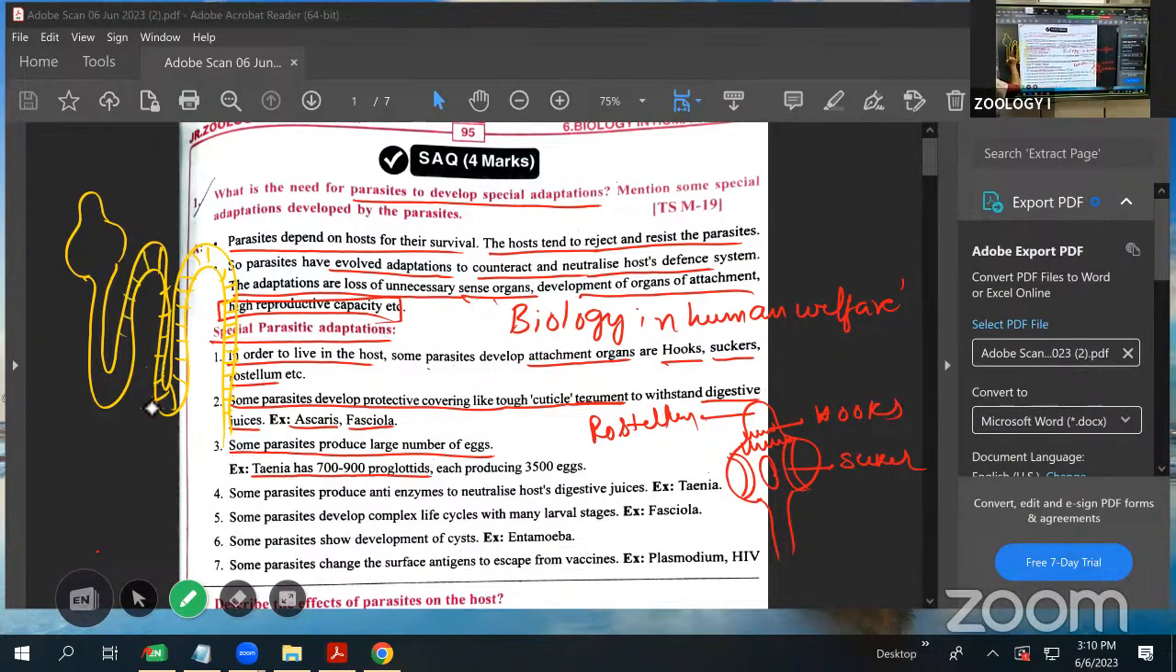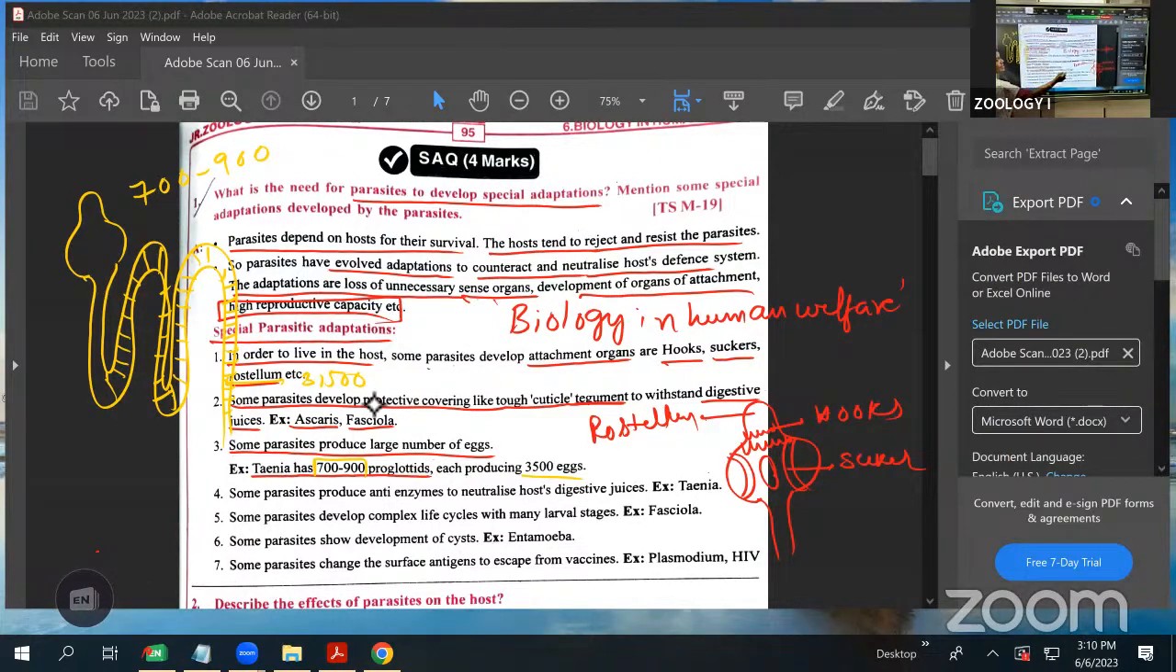How many proglottids are present? 700 to 900 proglottids are present. But each and every proglottid has 3,500 eggs. Imagine, 700 to 900 segment-like proglottids are present, and each proglottid has 3,500 eggs. Means how many eggs are produced? Millions of eggs are produced per day.